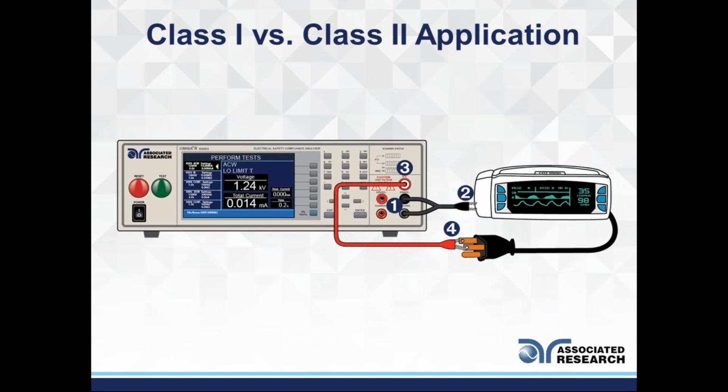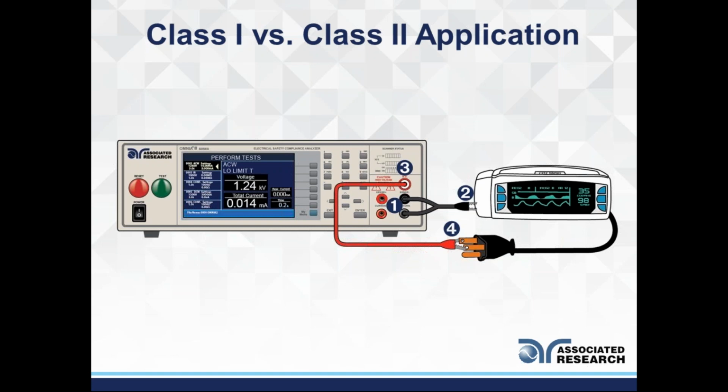So we were just talking about class 1 versus class 2 application. Now, like I said, Hipot test is required for both class 1 and class 2 products because there is an insulation barrier in both. One has dual insulation or reinforced, one has just a single layer of insulation along with the ground. So in this picture, we're showing a product, you can consider this a medical device, undergoing an AC withstand test.